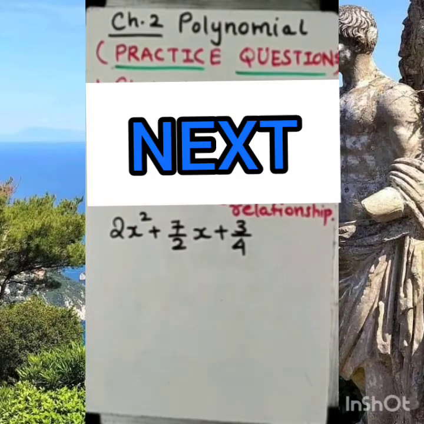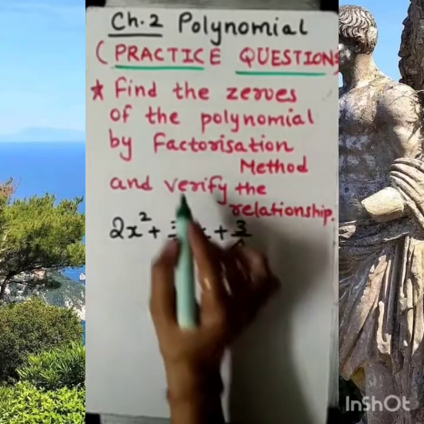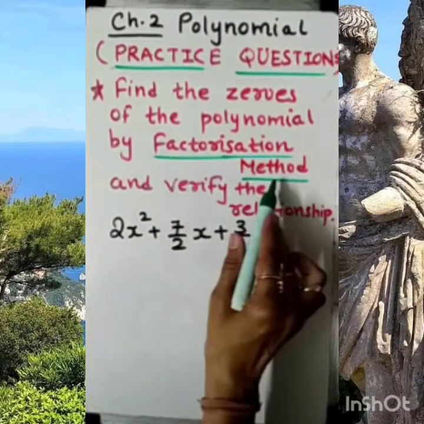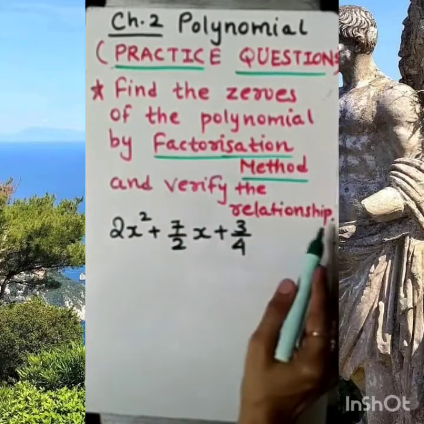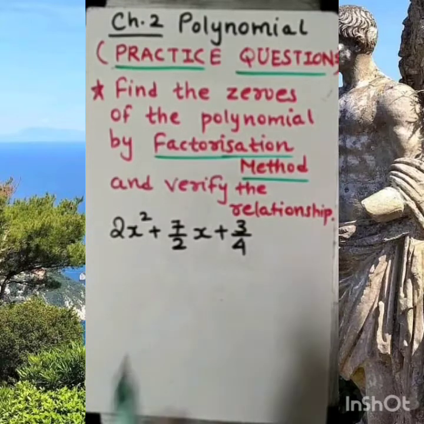So the next question is on your screen, student. Find the zeros of the polynomial by factorization method. Okay, here we need to apply the factorization method, and after finding the factors, we have to verify the relationship between the zeros and coefficients. So let's work out first. The polynomial which we are given is in this form.